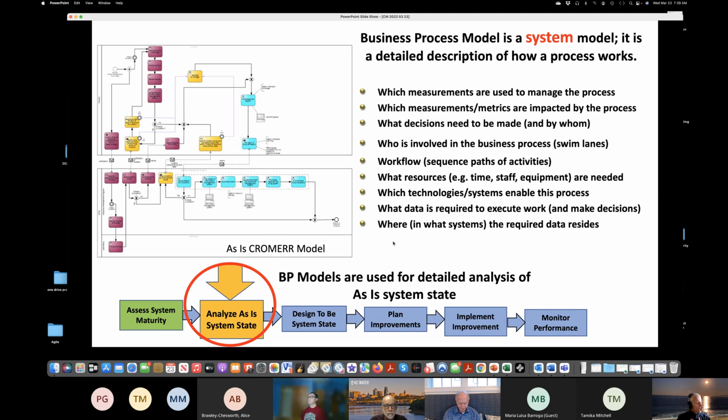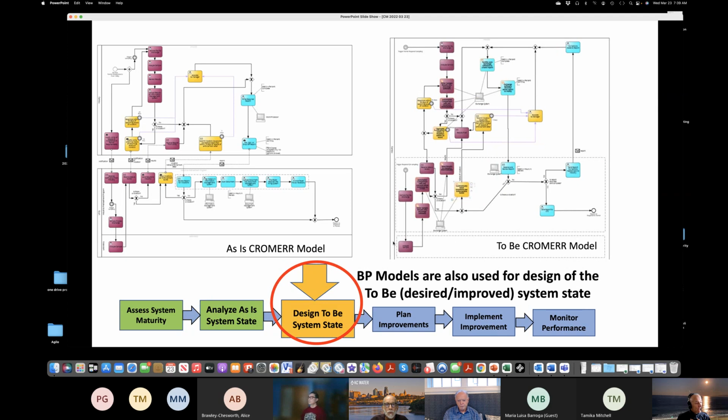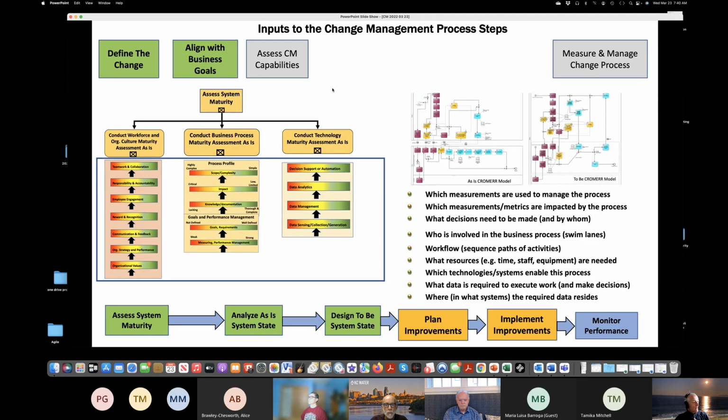But then once we're done with the analysis, we move to designing the to-be state. So this is how they designed an improved to-be process that would overcome the problems and the issues in the existing process. So this is on the process side. When we start talking about change management is when we really think about planning and implementing improvements.